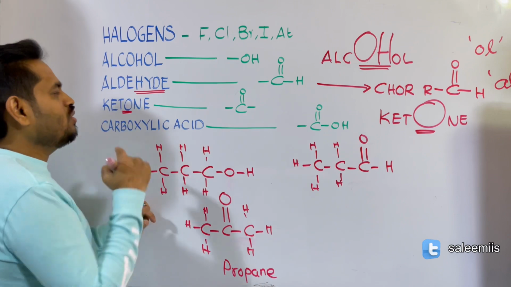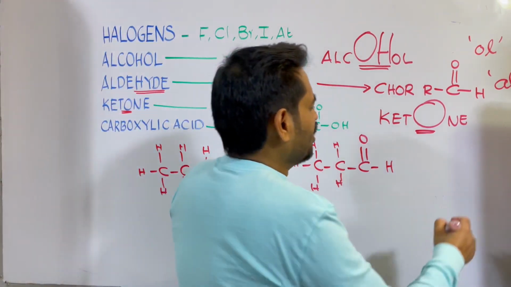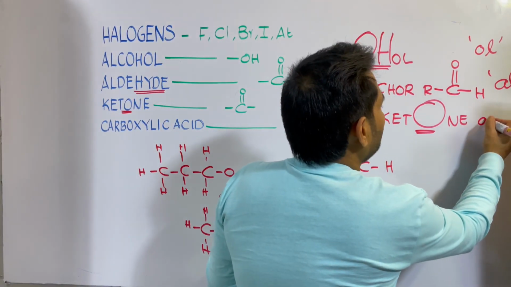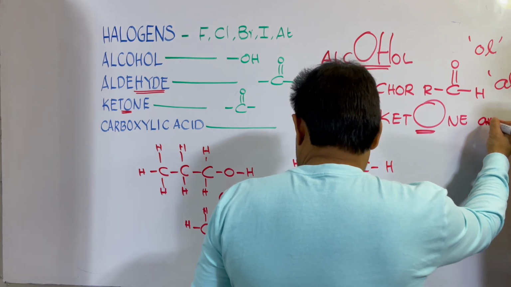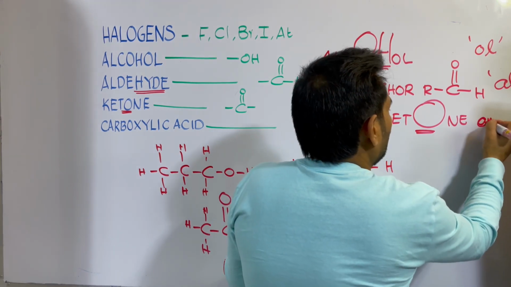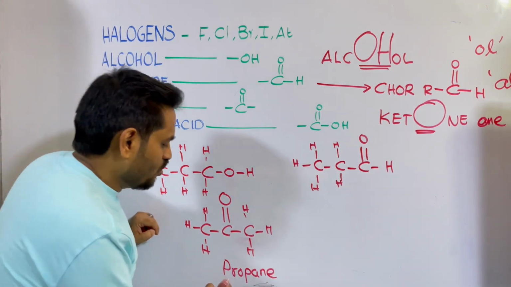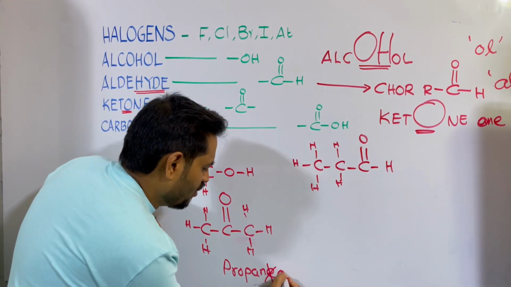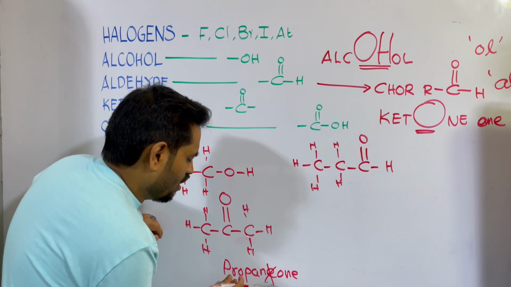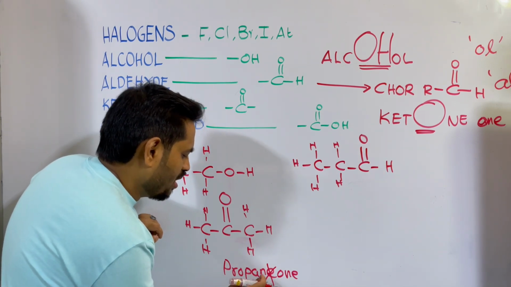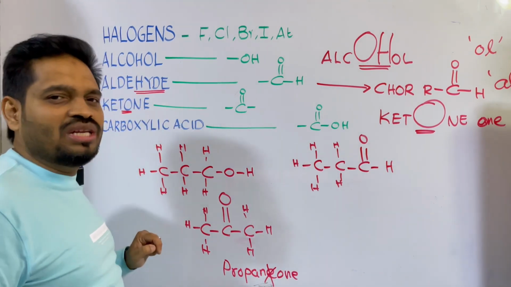So in ketones case, what do we do? We cut the E and write ONE. You have to add there. Alright, so cut the E and add ONE. See, now we can read it as propanone. So that is how the name comes.